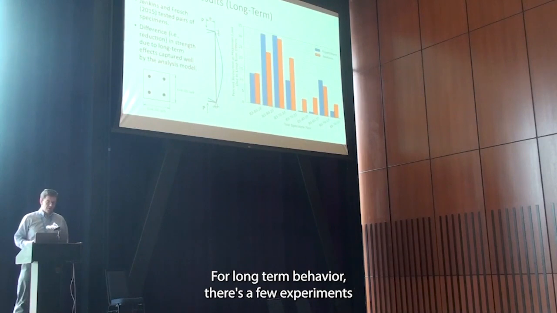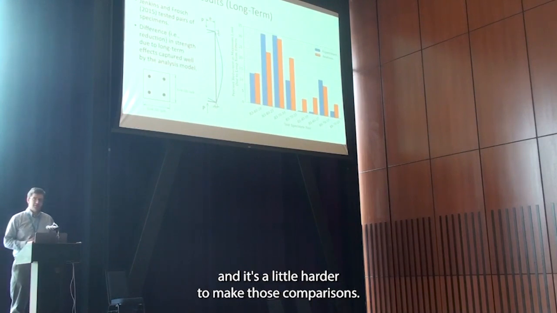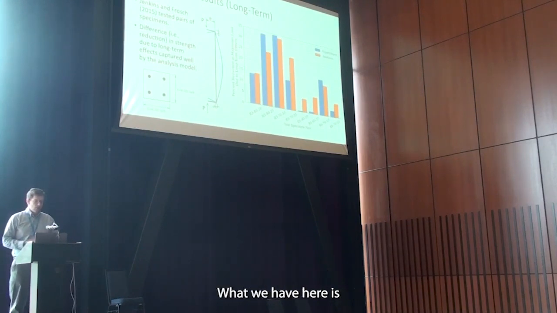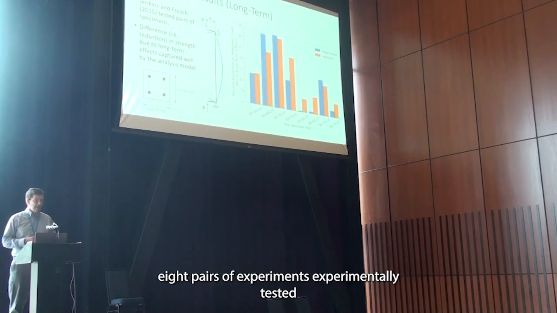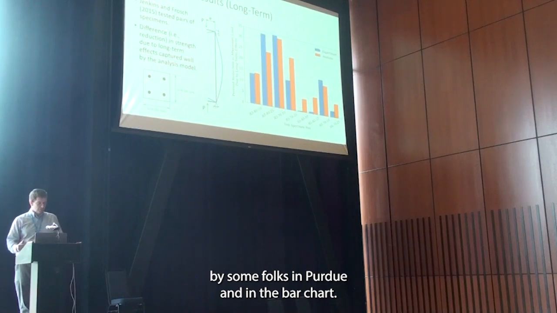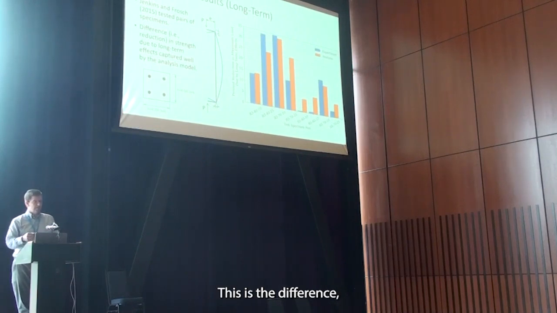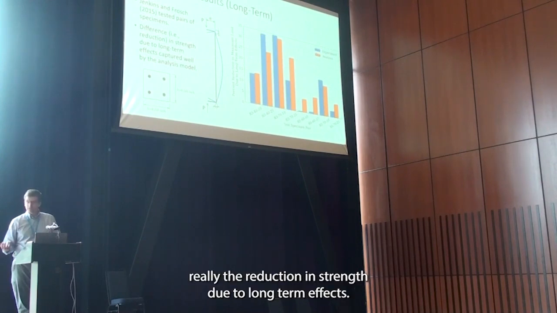For long-term behavior, there are fewer experiments, and it's a little harder to make those comparisons. What we have here is 8 pairs of experiments tested by some folks at Purdue. And in the bar chart, this is the difference, really the reduction in strength due to long-term effects.